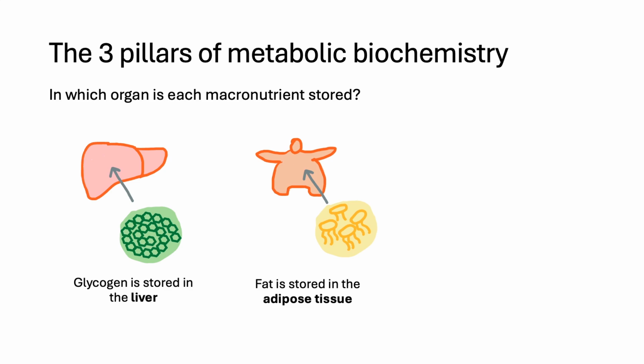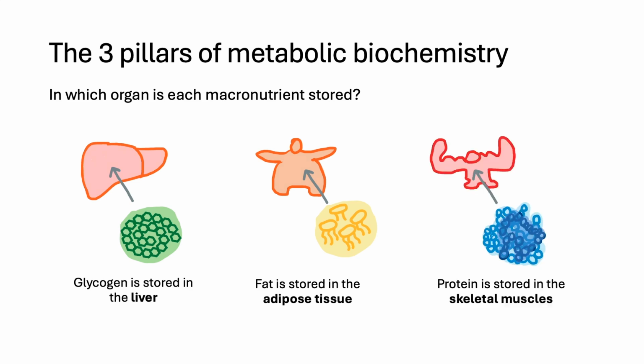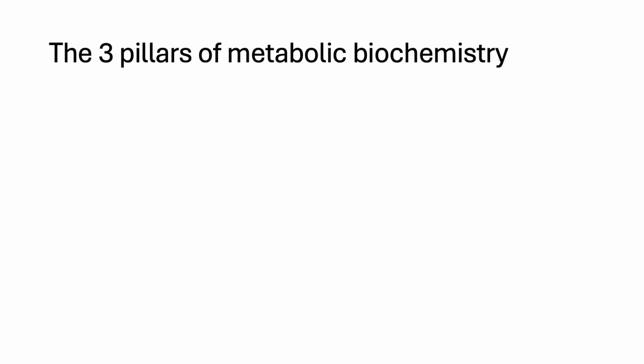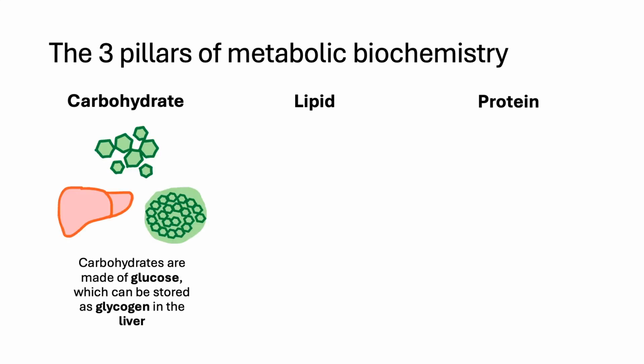Okay? And then lastly, where is protein stored? Well, our big storage of protein is in our skeletal muscle. So I've drawn this huge bodybuilder looking buff person, and protein is stored in the skeletal muscles. So skeletal muscle is the guardian of protein. So these three organs are the guardians of each of their respective macronutrient.